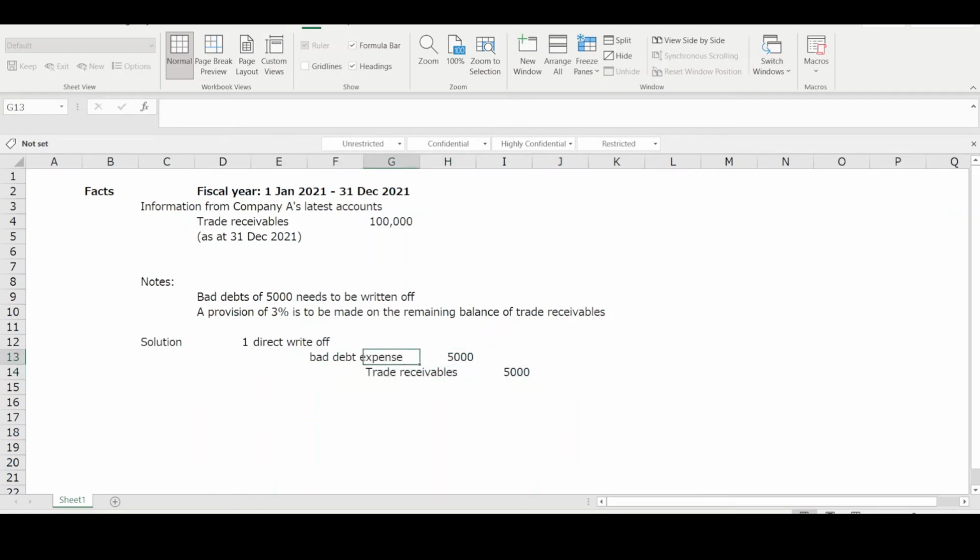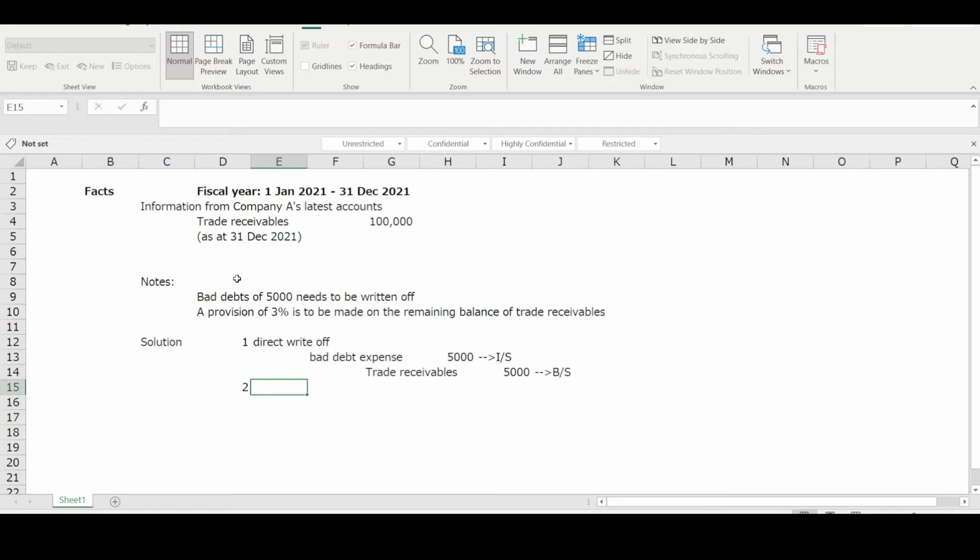By the way, bad debt expenses of 5,000, this part needs to go on our income statement. And because trade receivable is an account sitting on our balance sheet, we know we need to go on the balance sheet to adjust the trade receivables end balance.